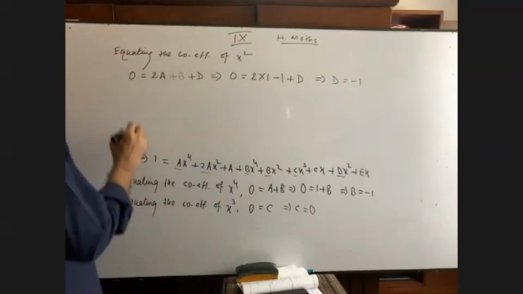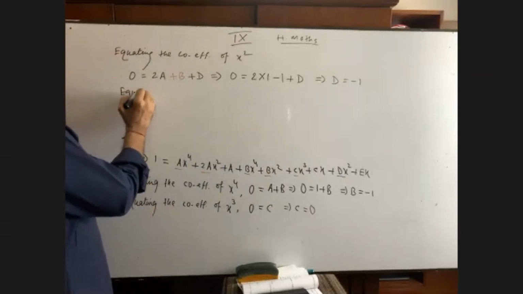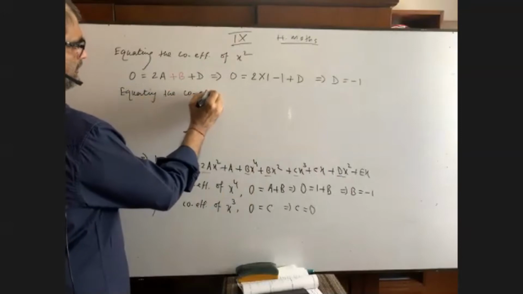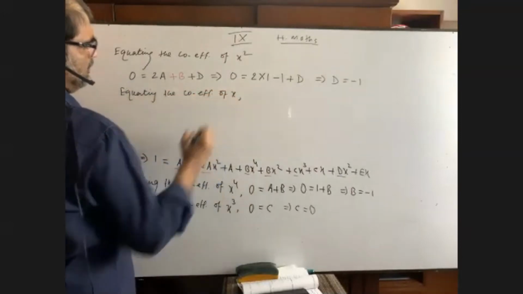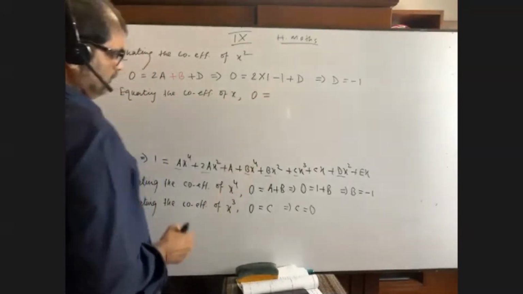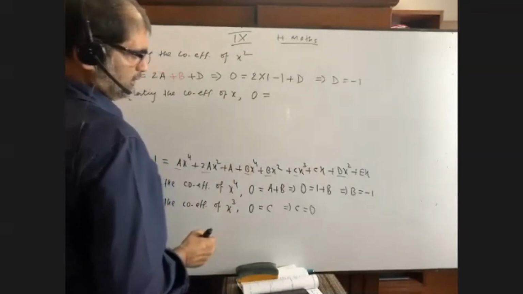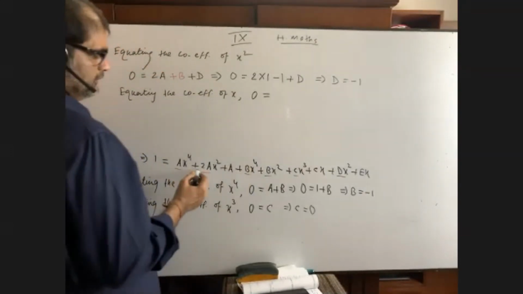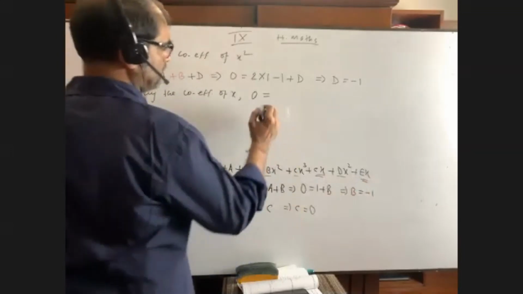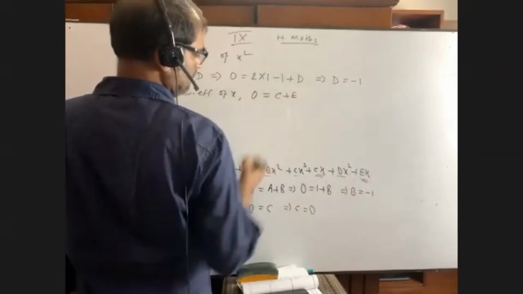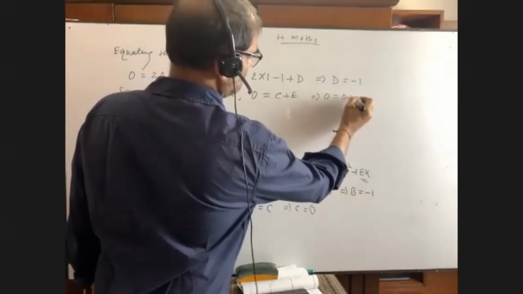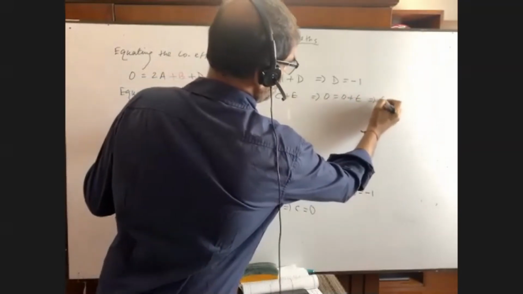Now equating the coefficient of x. It is 0. 0 is equal to, where is x? You see, this is cx and ex. So we can write here c plus e. What's the value of c? c is 0. That is 0 equals 0 plus e. From here we are getting e equals 0.